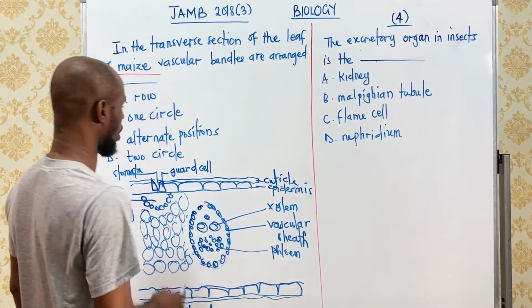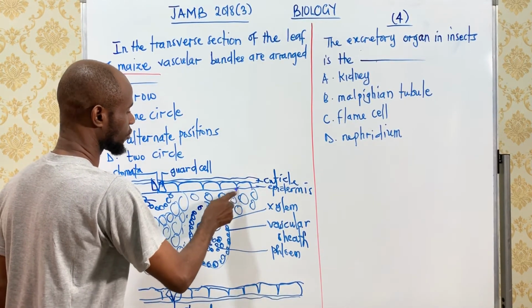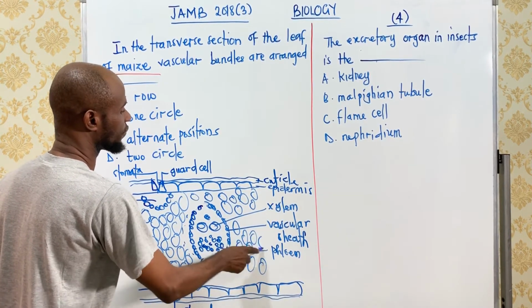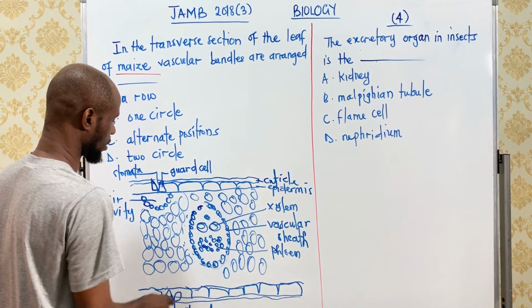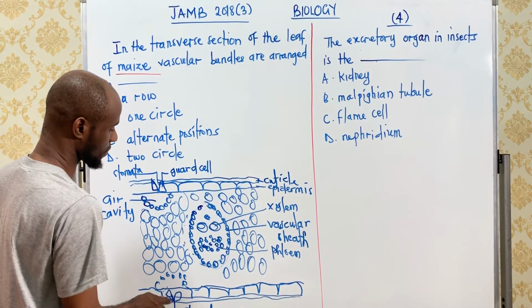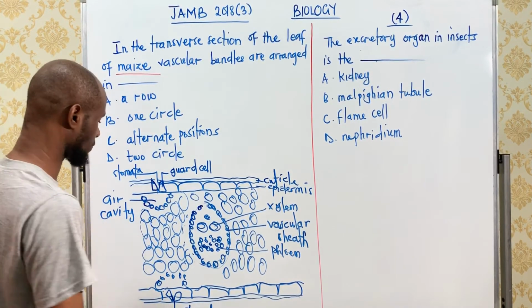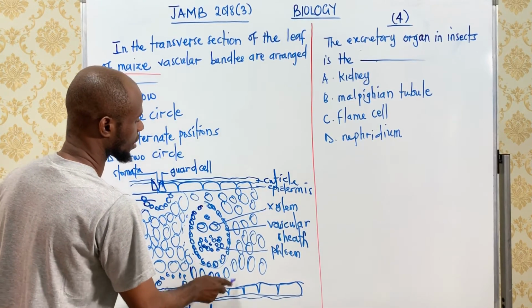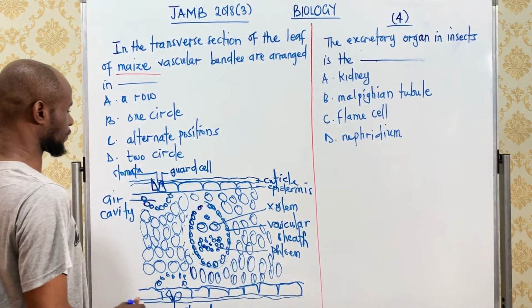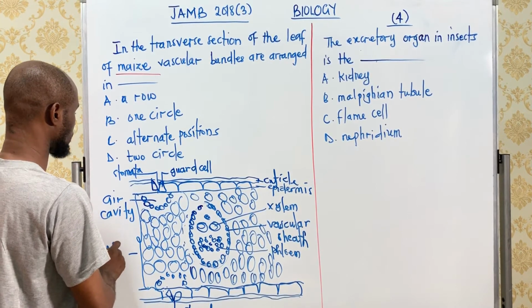So we can now fill our mesophyll uniformly, with very little or no space here. Don't forget that we have a space around the stomata here, which is called the air cavity or substomatal space. So let's fill our mesophyll here. And don't forget that the mesophyll is responsible for the process of photosynthesis. So from here to here is the mesophyll.